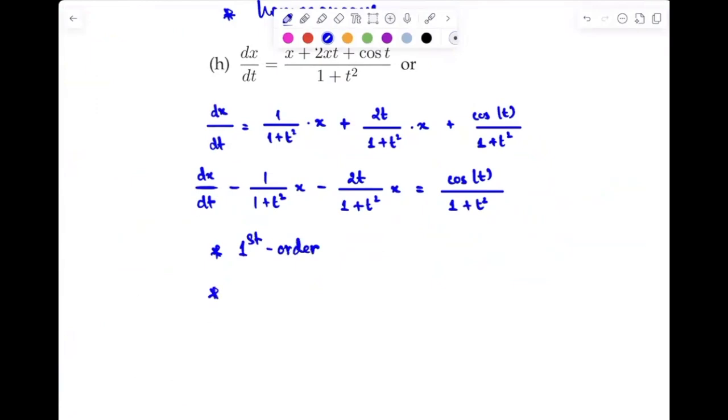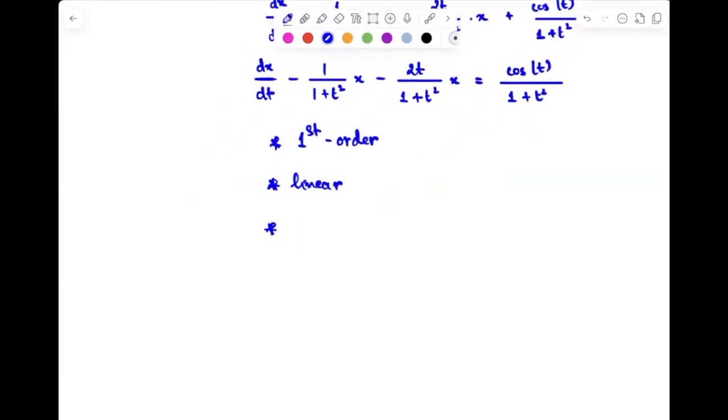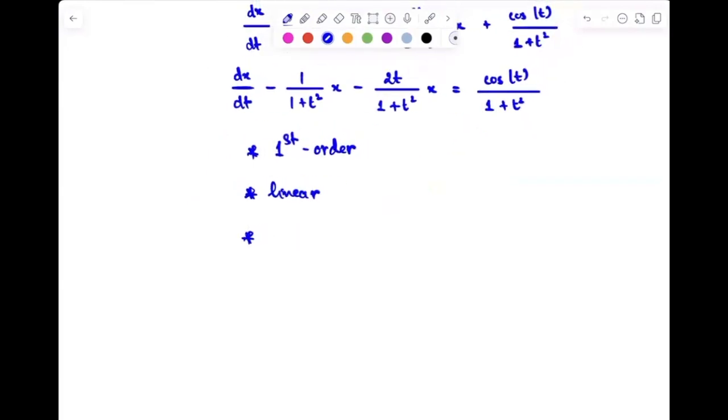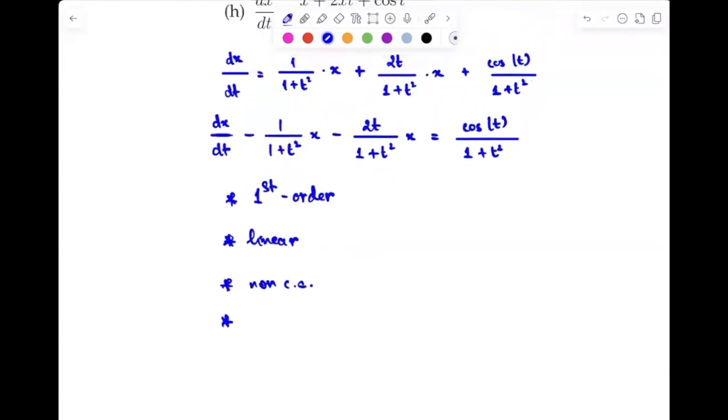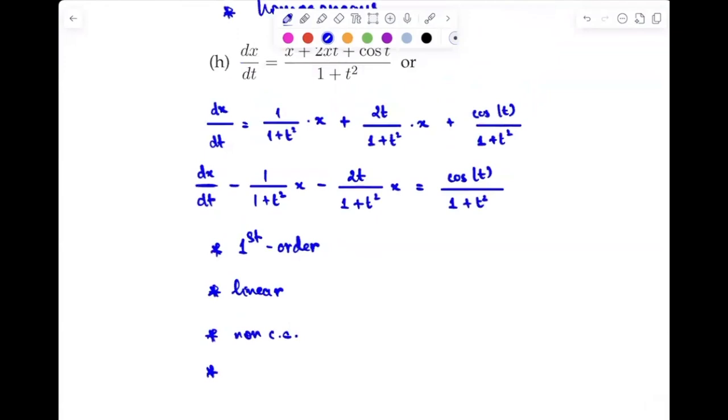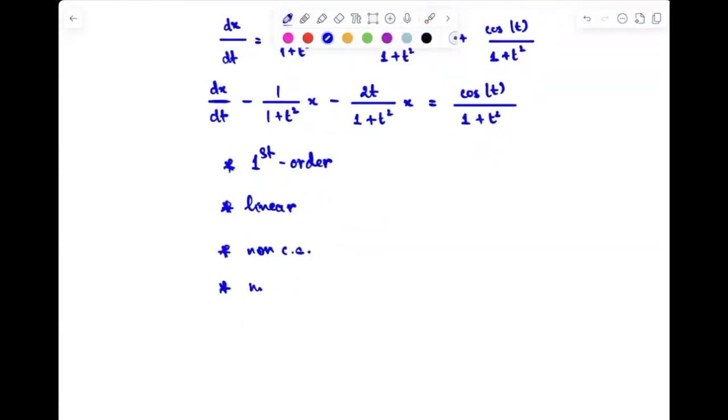Is this linear or non-linear? Linear? It is linear. Okay, good. And constant coefficients or non-constant coefficients? So we have non-constant coefficients. And the last one, again, the definition is that you set the dependent variable and its derivative to one side of the equation and everything else to the other side. And everything else is different from zero, so you classify this as a non-homogeneous differential equation.